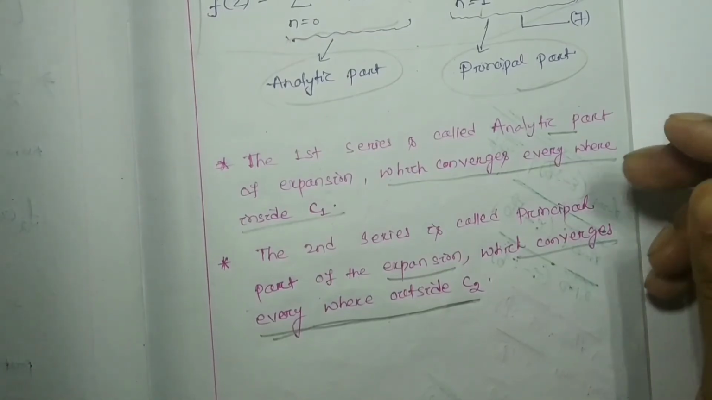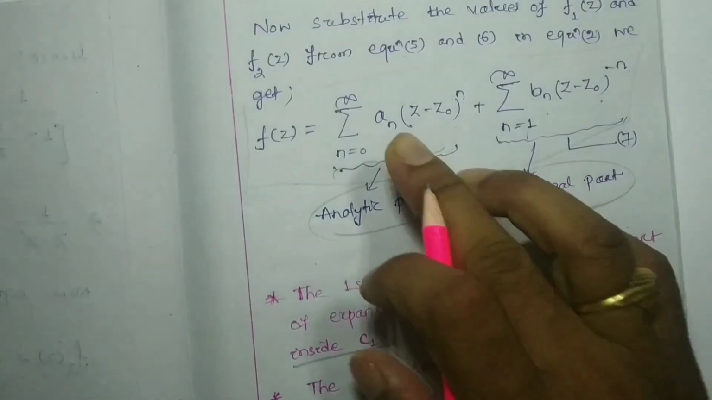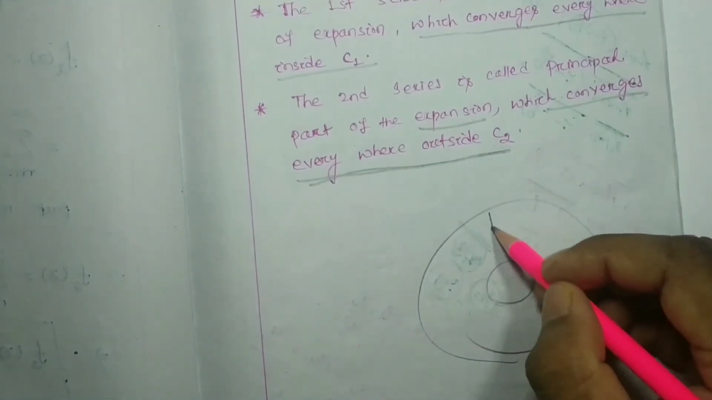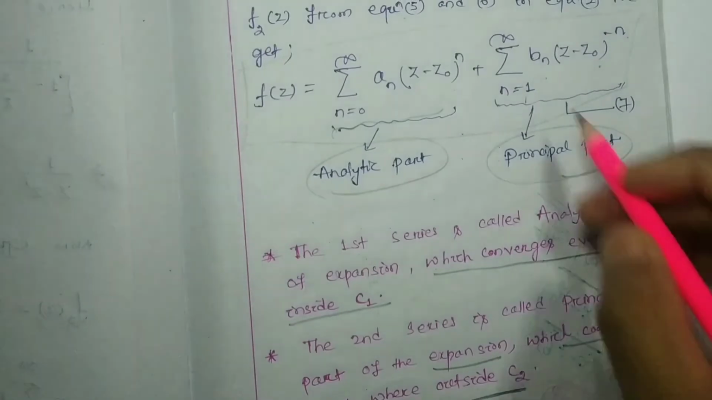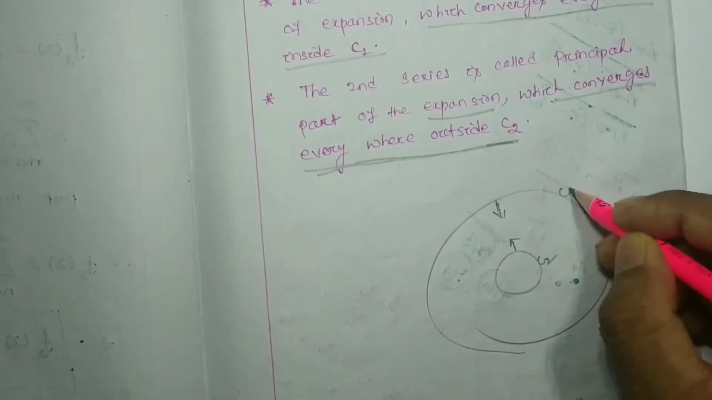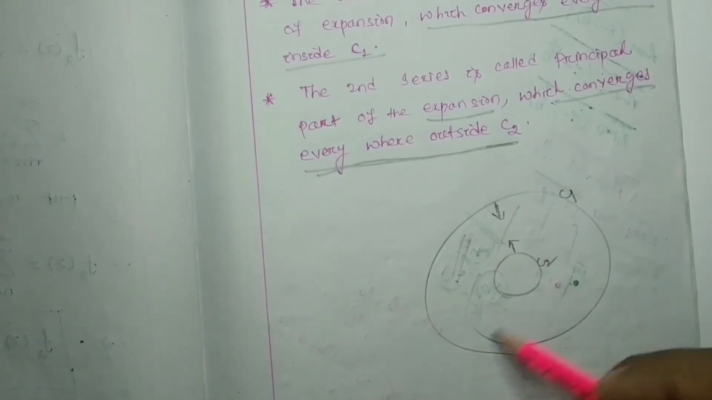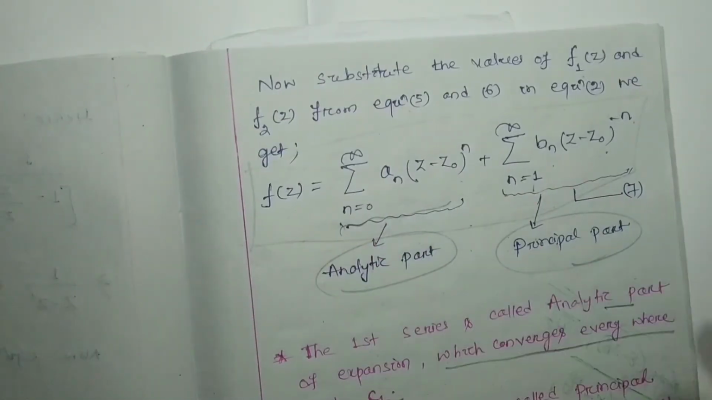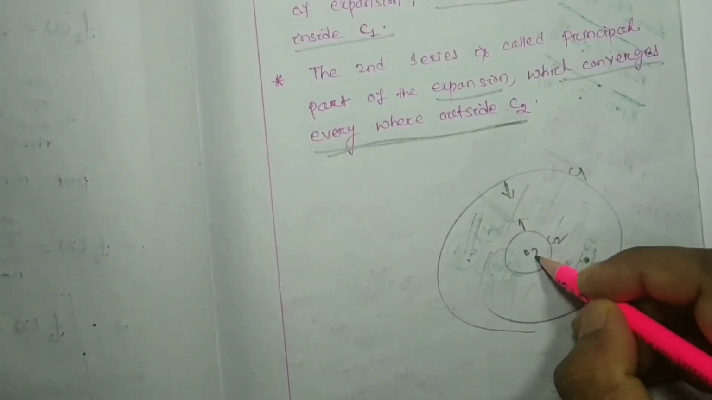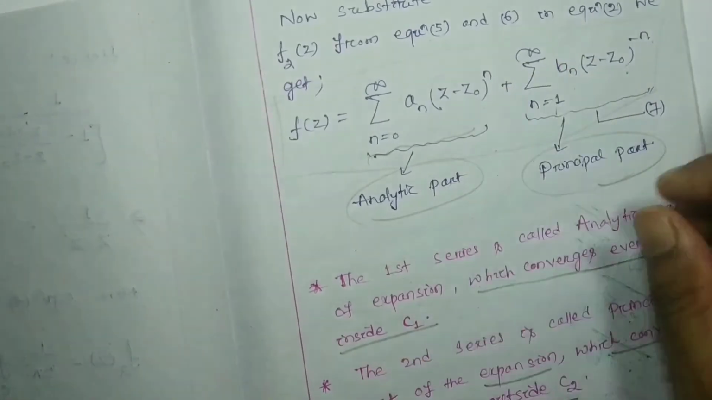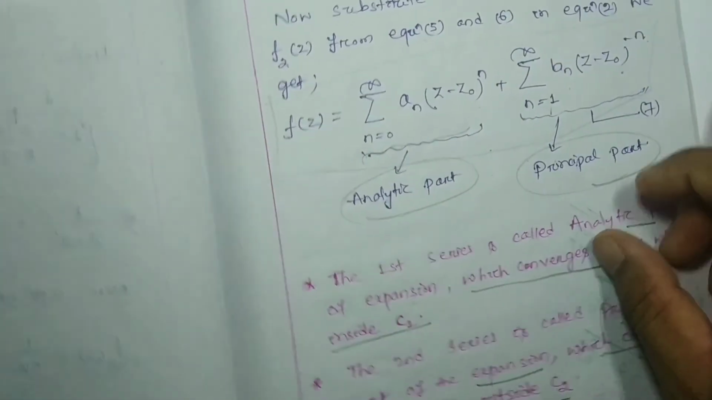That means this series is valid below C1, okay, and this series is valid above C2. So hence we are going to get the expansion of a function around the singular point easily by using this series, the Laurent series, right?